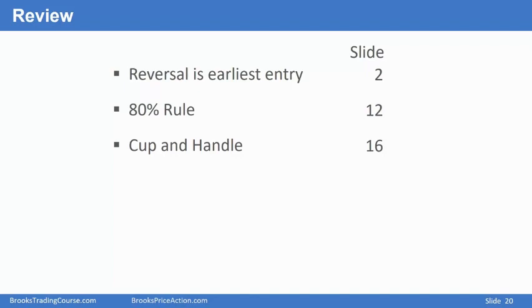My 80% rule: 80% of the time, if the market is in a trend and is trying to reverse, the reversal will fail. Likewise, if it's in a trading range, 80% of the time, if it tries to break out, the breakout will fail. And finally, I talked about a cup and handle pattern. A cup and handle pattern is a term you'll sometimes hear, and all it means is that you have a reversal, which is sometimes called the cup, and then a pullback from the reversal, which is sometimes called the handle.